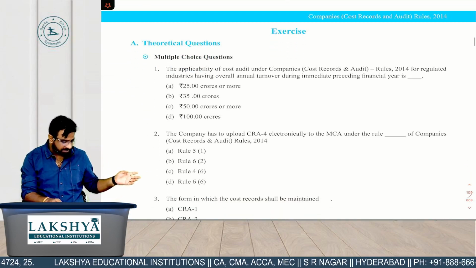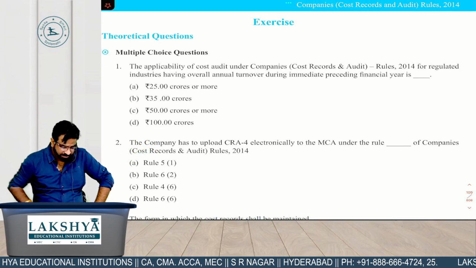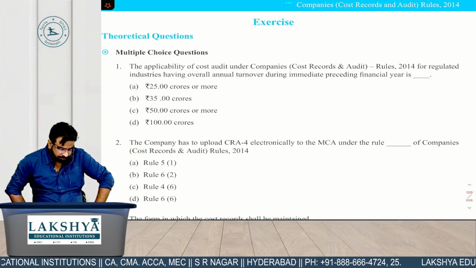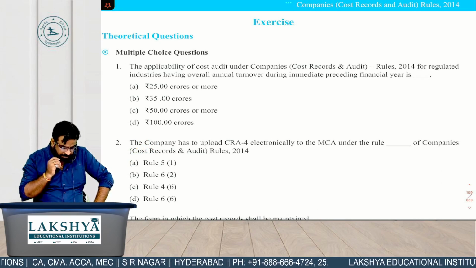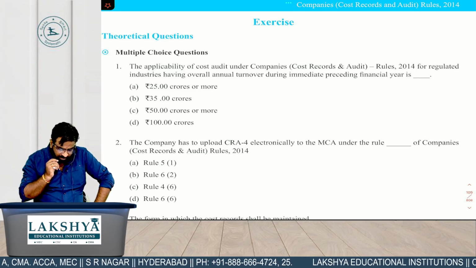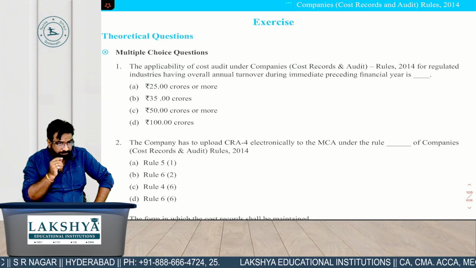MCQs are very simple. ये बताओ पहला MCQ. Give me the answer. 35 crores or more. Second one. Company has to upload CRA for electronically to MCA under the rule of dash. CRA 4.